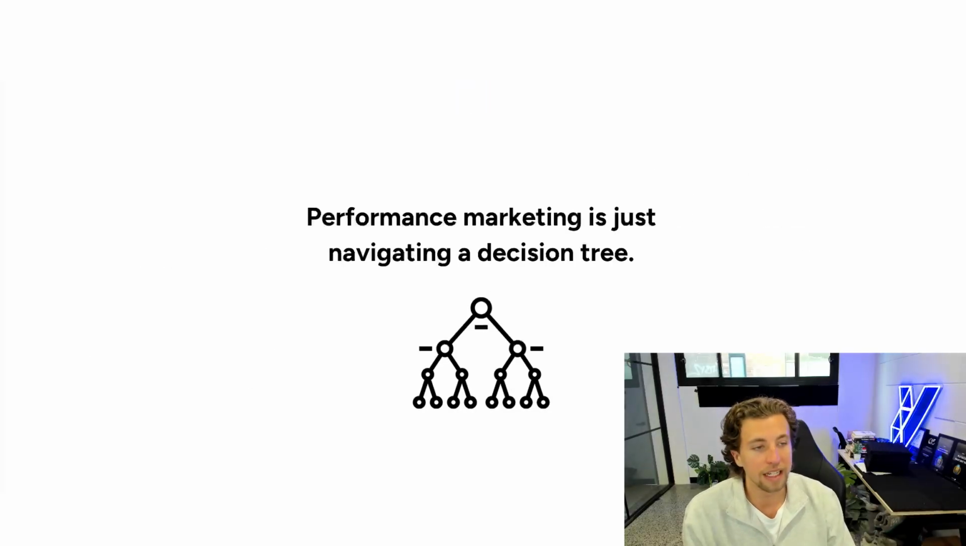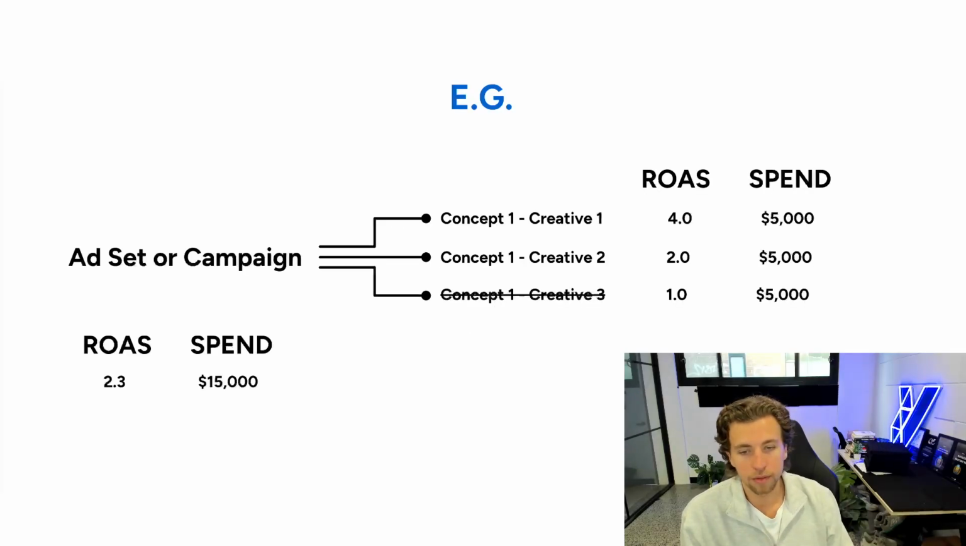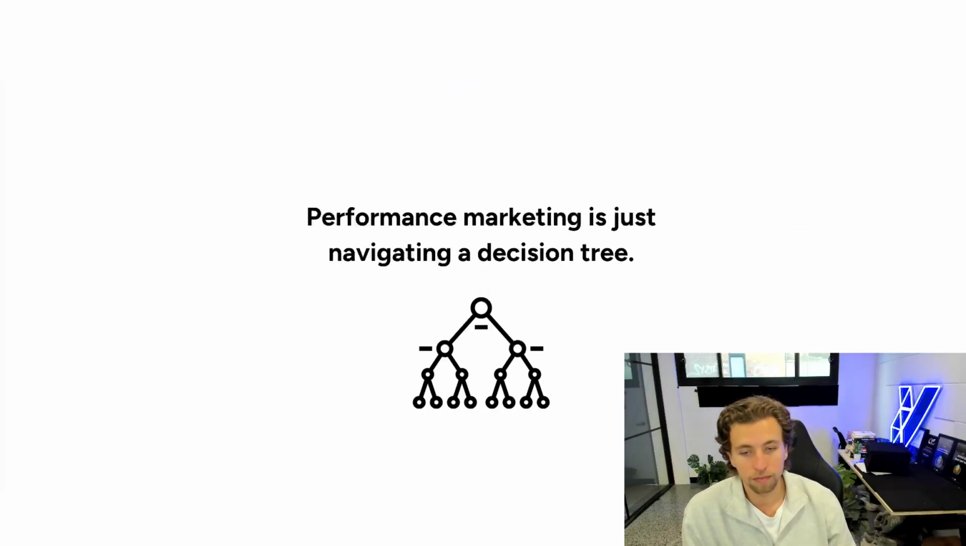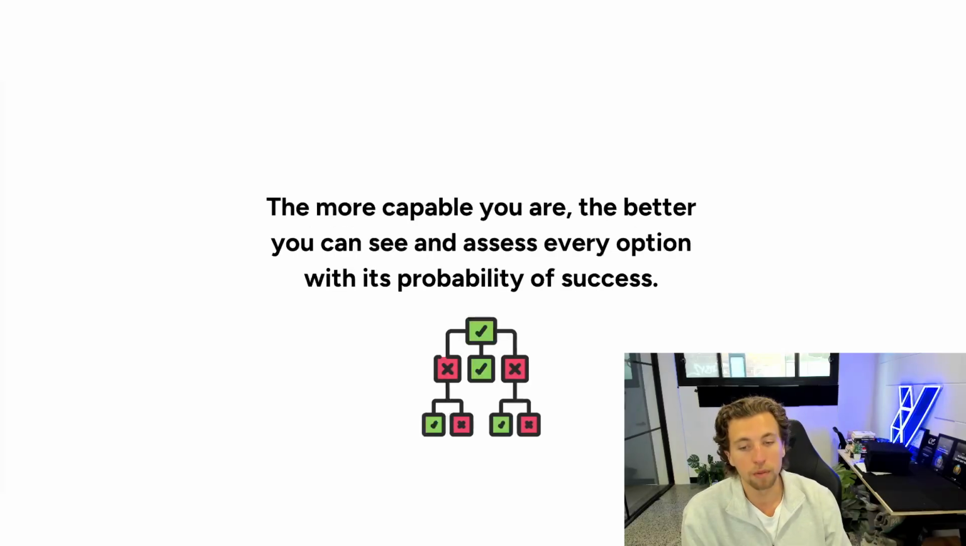Performance marketing ultimately is navigating a decision tree. And so when you're looking at ads, when you're looking at ad sets, when you're looking at campaigns, ultimately what you're doing is trying to figure out, okay, this isn't working. There are multiple different things that I can do to try to rectify performance. And that ends up building into a decision tree. And the better you become at performance marketing, the more capable you are, the better you can see and assess every option with its probability of success. And so that is where when you're looking at an individual ad and deciding whether to turn it off, I would argue quite strongly that, yes, go and turn ads off if an ad set isn't working.